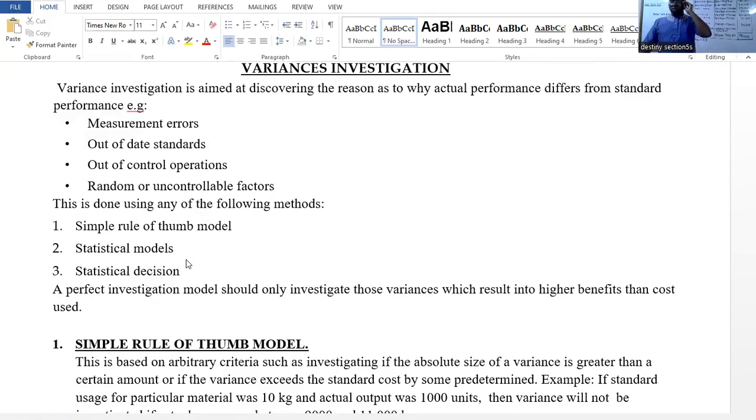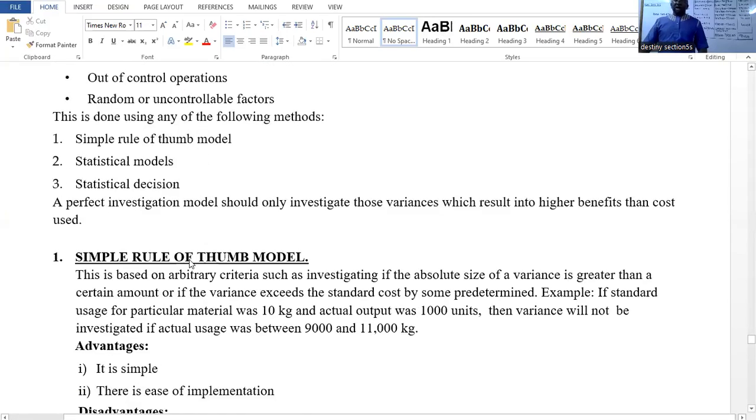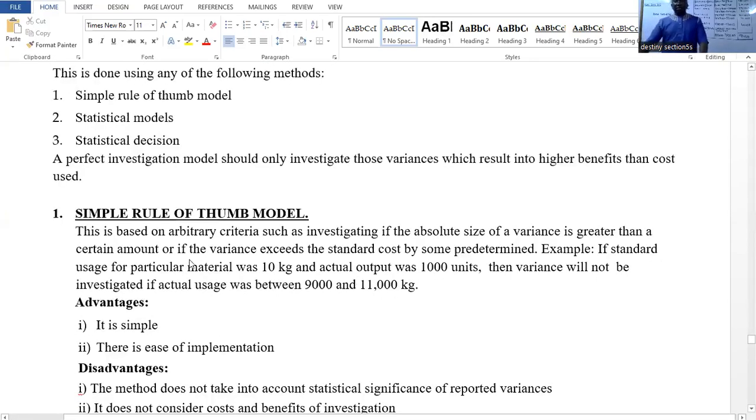So anytime you want to embark on an investigation, you should look at the costs that are involved. And if the costs are more than the benefits, you should not proceed, and the opposite. Now, the first method is called simple rule of thumb. This is where you just do it arbitrarily. Arbitrary means there is no guiding criteria. You just come up with your own figures and you decide what will be the mean, the upper limit and the lower limit.